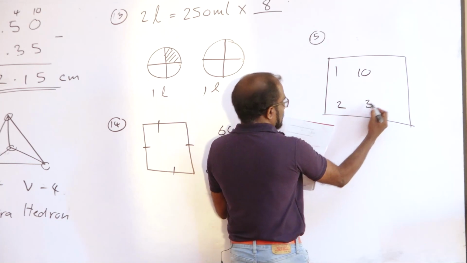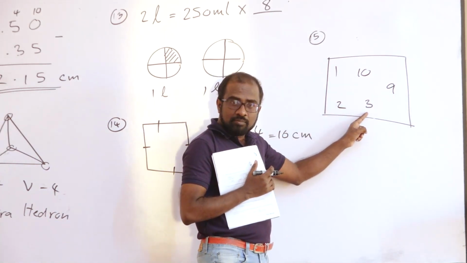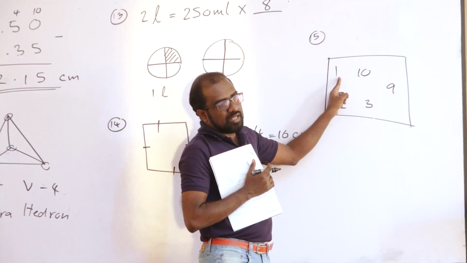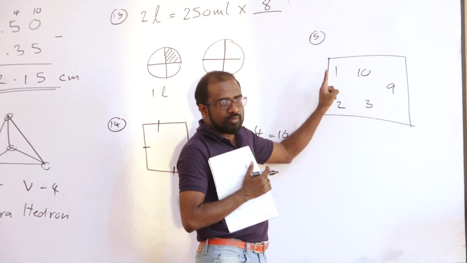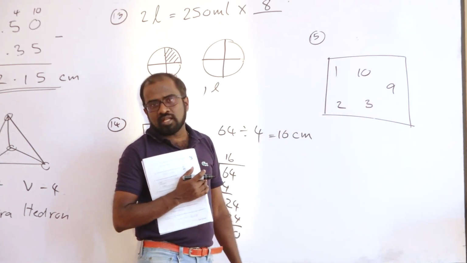So what are the composite numbers here? 2 and 3 are prime numbers. 1 is not a prime or composite number. So 10 and 9 are the composite numbers here.